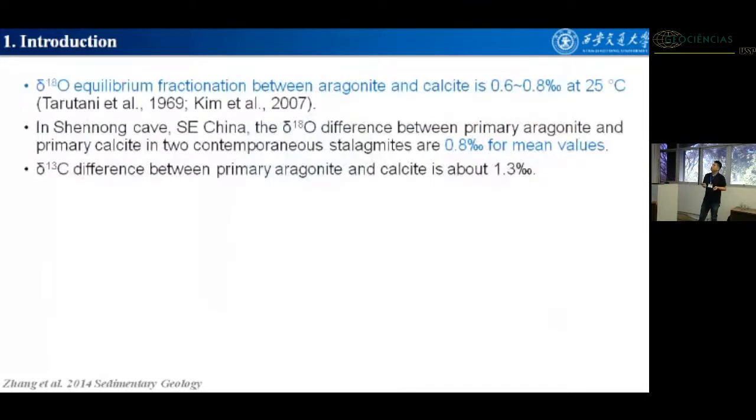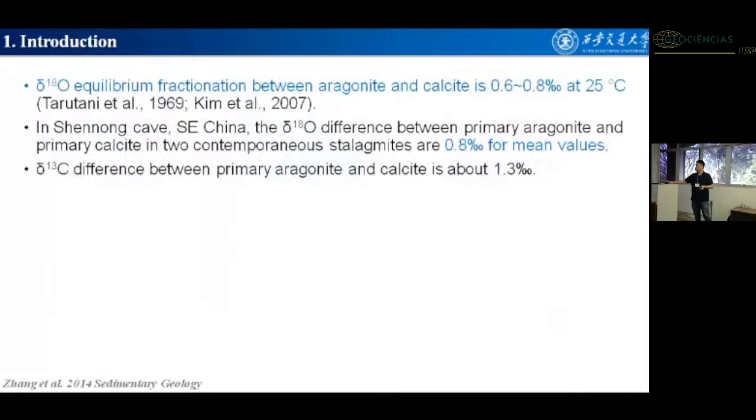In experiments, data shows that the delta O18 equilibrium fractionation between aragonite and calcite is about 0.6 to 0.8 per mil. And in Shandong Cave, we compared two samples during the overlap time period. You can see the delta O18 difference is about 0.8 per mil for the mean value. So that means these values are consistent. The delta C13 difference between the primary aragonite and the primary calcite is about 1.3 per mil.